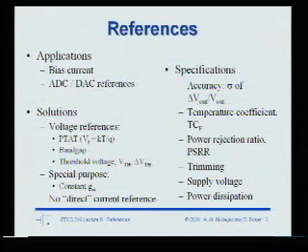Other considerations: do you need trimming? So one option, instead of having an external resistor, is you could have an on-chip resistor that you trim.